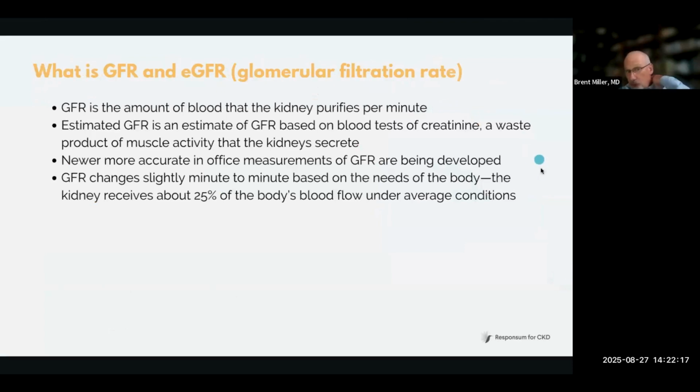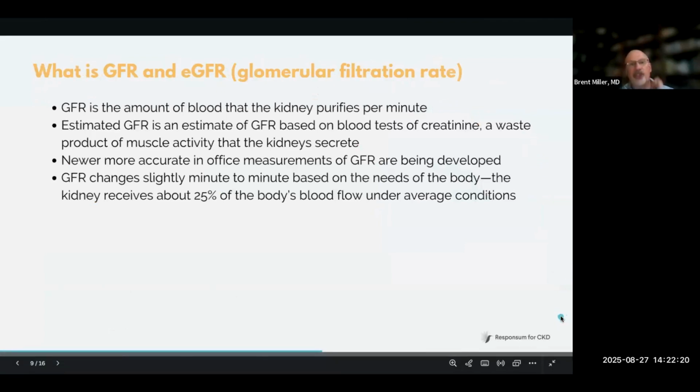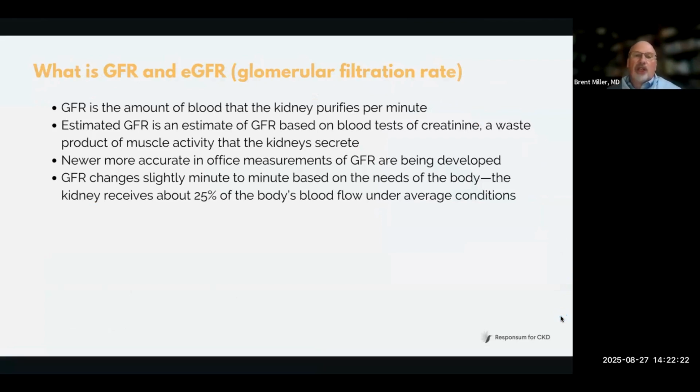So now let's move on to CKD staging, GFR, and eGFR. Glomerular filtration rate just means the amount of blood that is going through those glomeruli, that picture that I showed you, per minute. So if you want to think of the kidneys cleaning, purifying, or filtering, it's the amount per minute. And then eGFR is an estimated GFR because it's really hard. We can do it, but it's really, really hard to accurately measure that blood flow in the kidney.